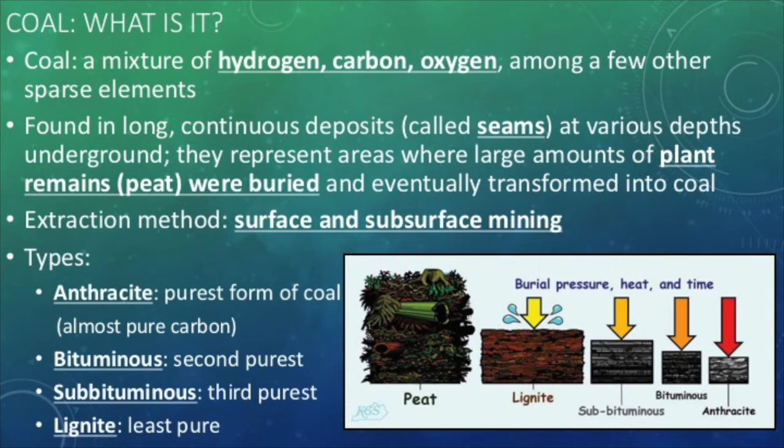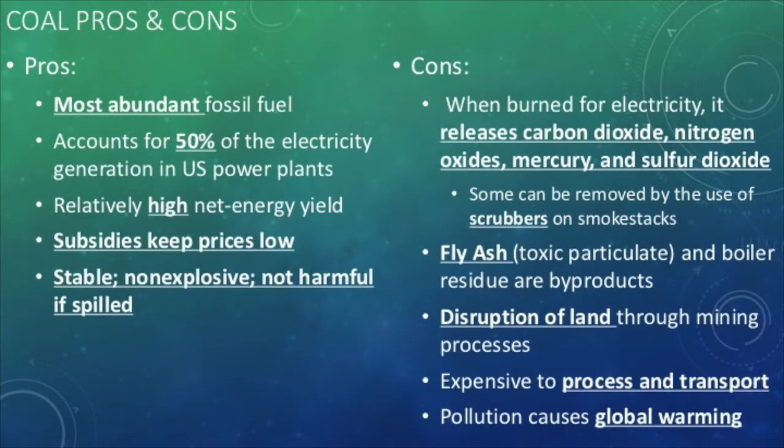In order from youngest to oldest after the formation of peat, the ranks of coal are lignite, bituminous, and anthracite coal. Coal is indeed the most abundant fossil fuel. It accounts for 50% of the electricity in the United States. Overall, it has a relatively high net energy yield, meaning that it takes less energy to obtain and burn than it actually creates. There are currently subsidies put in place to keep prices relatively low, and it is a stable resource, meaning that it is not explosive or harmful if it is spilled.